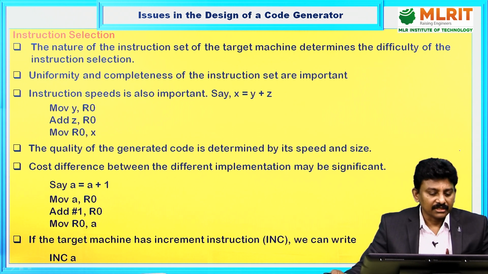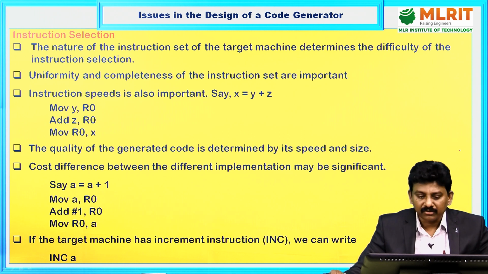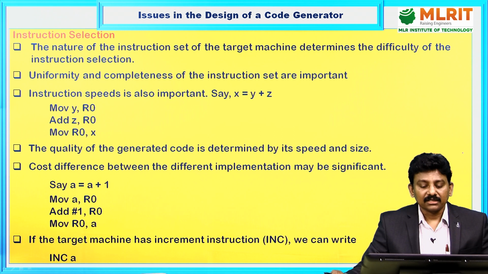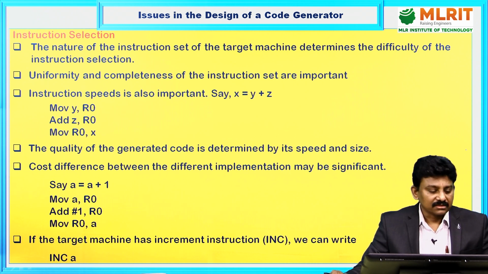And uniformity and completeness of the instruction set are important. Uniformity means instructions might have consistent length and operand formats, and addressing modes might follow regular formats. Next, completeness of the instruction set. Completeness means the program has different operations: arithmetic operations, data movement and control flow, that is, jumping from one location to other locations. These are the different operations. So if the instruction set provides all these operations, that instruction set is called complete.